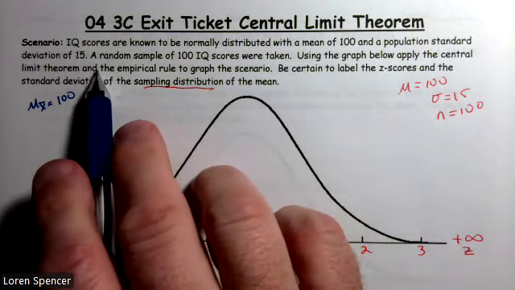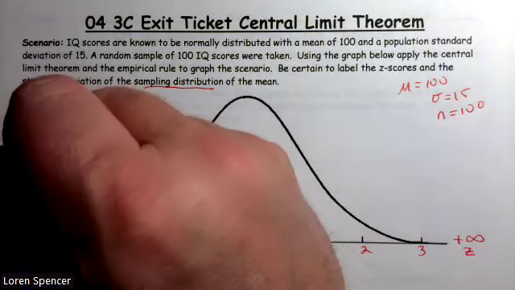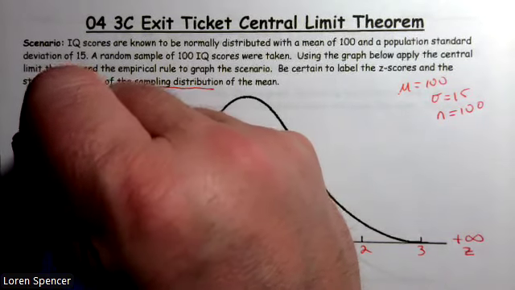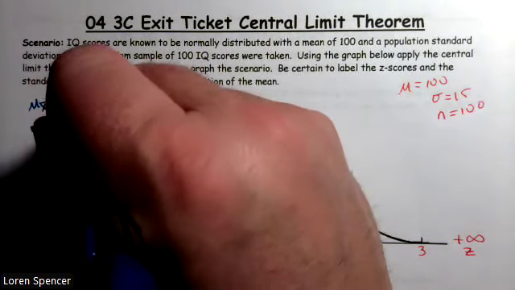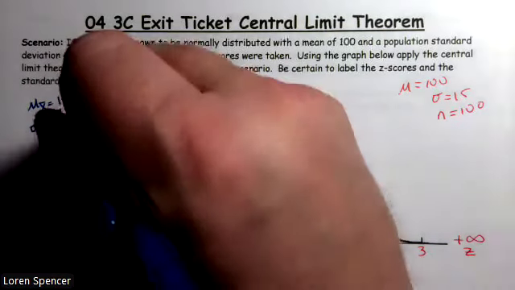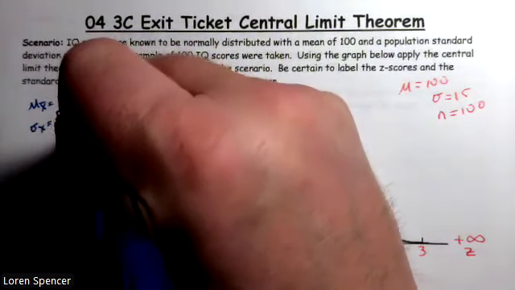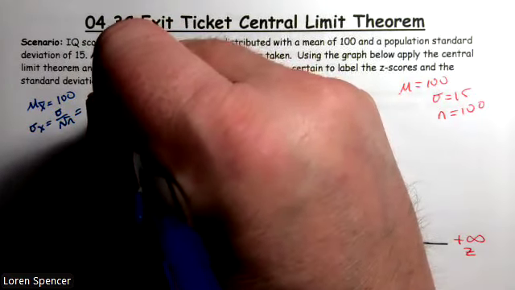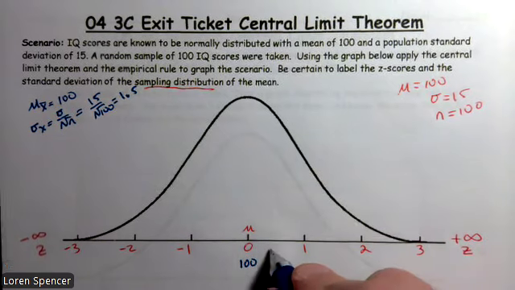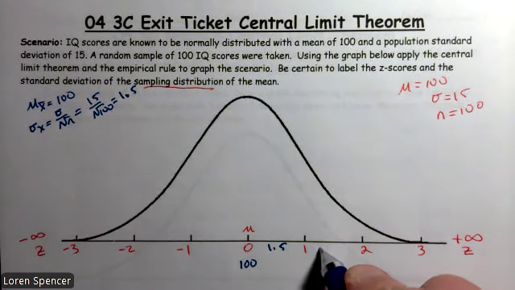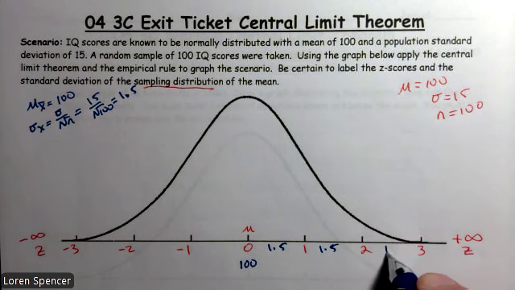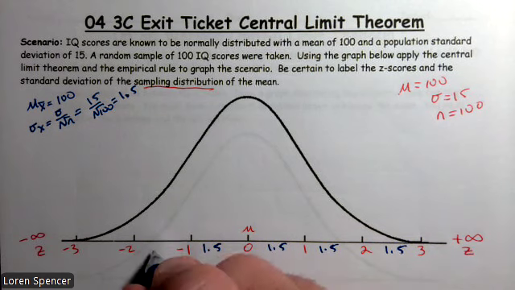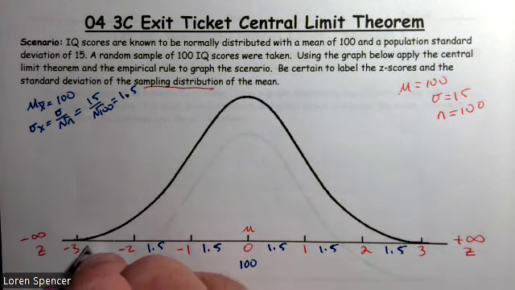But then they're going to ask us for the standard deviation of the sample means. The standard deviation of X bar is the standard deviation of the population divided by the square root of n, which in this case is 15 divided by the square root of 100, and that equals 1.5. So the distance in between each one of these is 1.5. I highly recommend that you go back to the previous video and make a comparison between the two.